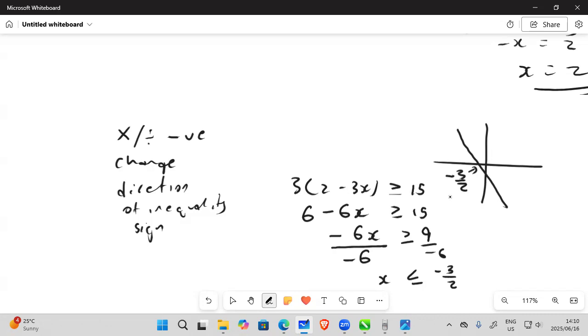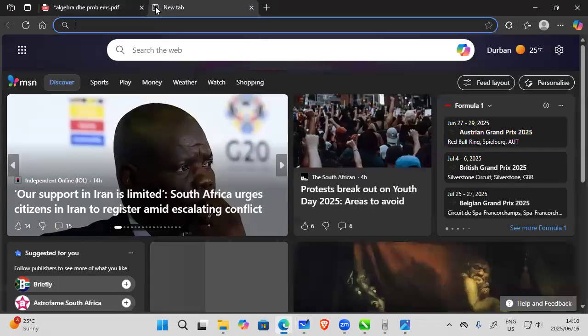And so we want to know for what values of x will this linear function be greater than or equal to 15. What we're technically doing is finding where it is equal to 15, and wherever it's equal to 15, we then find out where it'll be greater than or less than. So I have to sketch it out here.